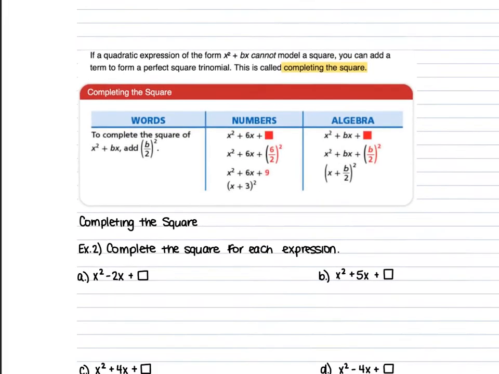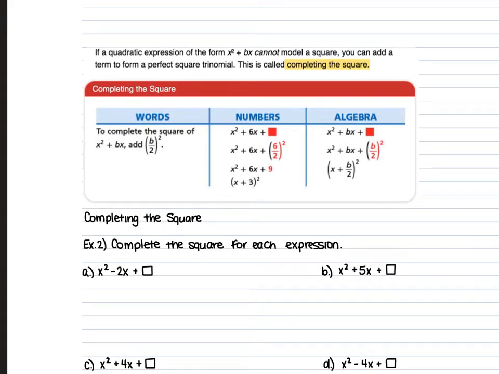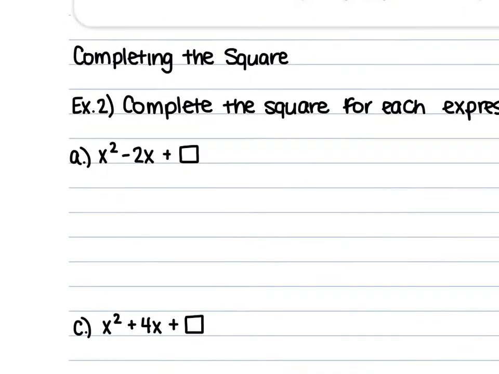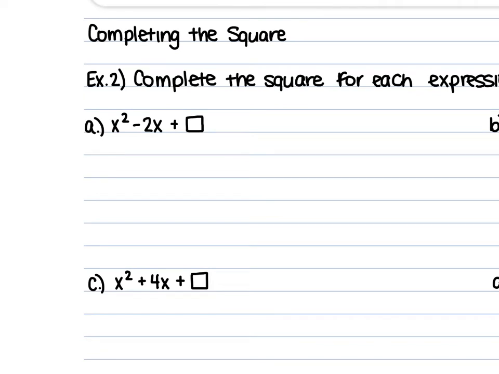Your next part of your lesson deals with completing the square. When you complete the square, you are going to take your b term and divide it by 2 and then square it. You'll add that to be your c term, as well as what's on the other side of your equal sign when you're completing the square for equations. For these expressions, you are just completing the square, which means you are finding that c term.